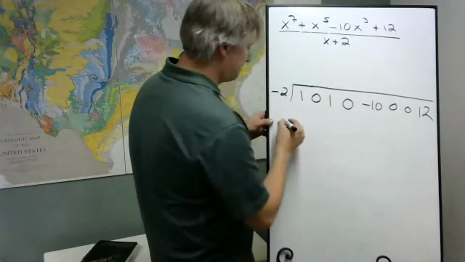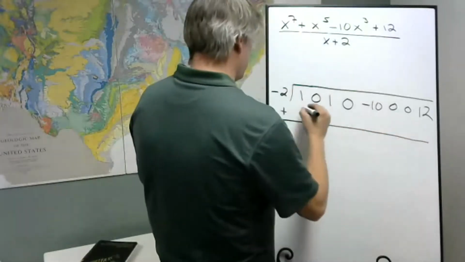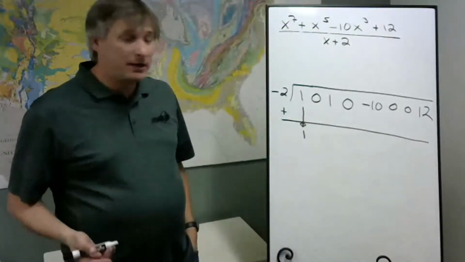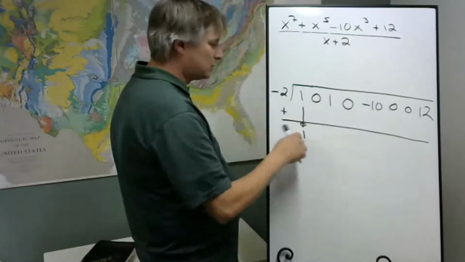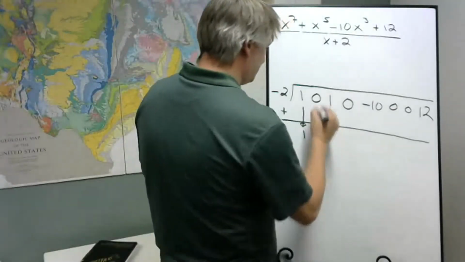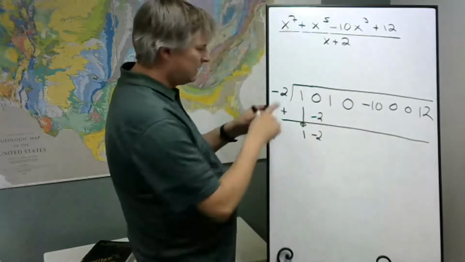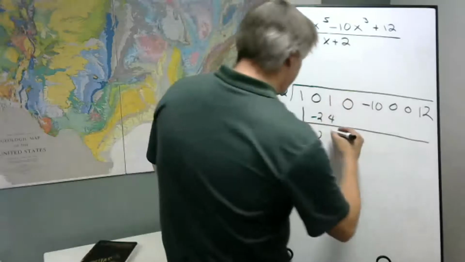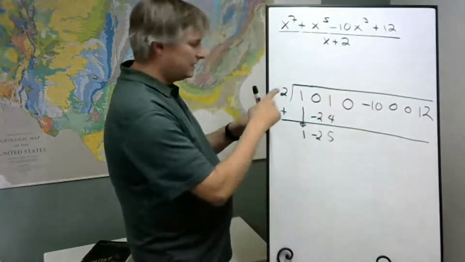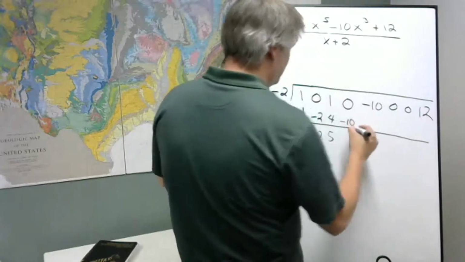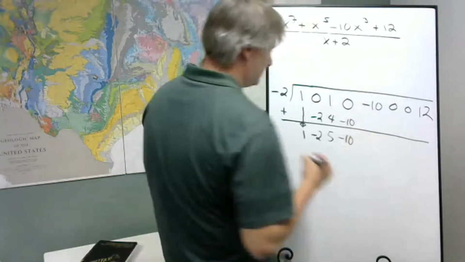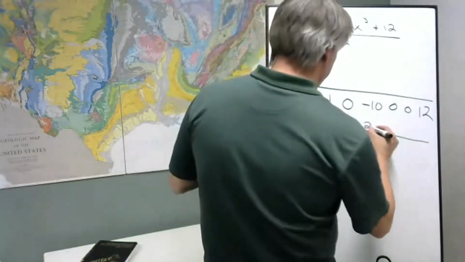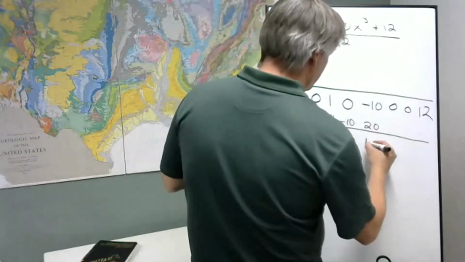Now this one, though, because we have a +2, we got to switch the sign. Make it a -2. Drop down that one. So now we're ready to go. -2 times 1. -2, add it, we get -2. -2 times -2, +4, add them, we get 5. -2 times 5, -10, add them, -10. -2 times -10, +20. Add these, we'll get +10.